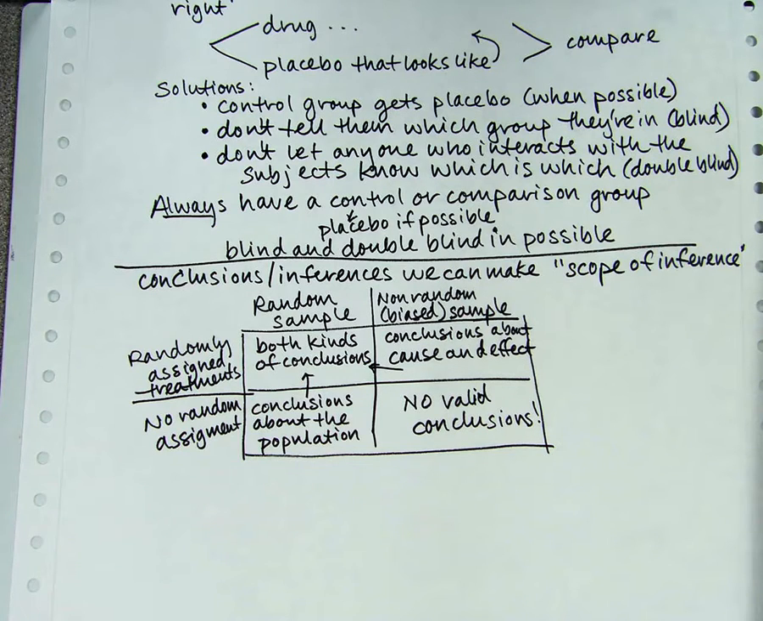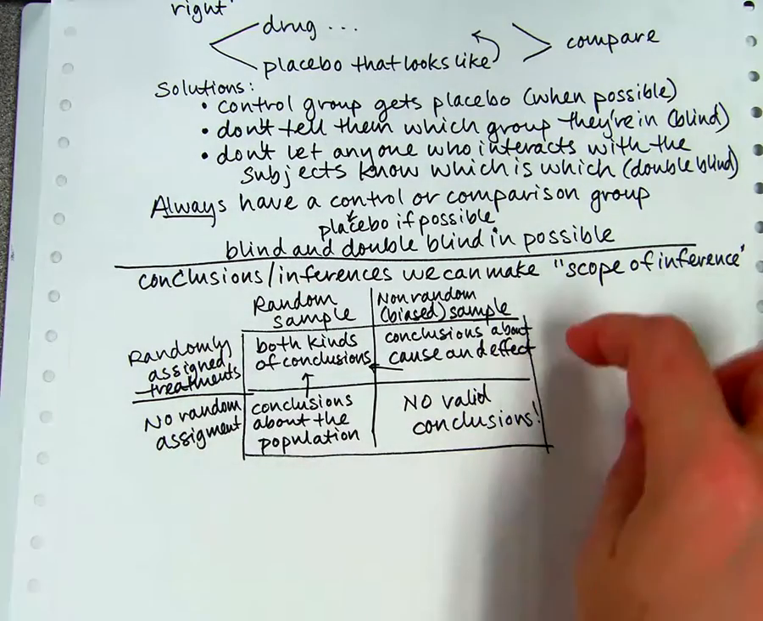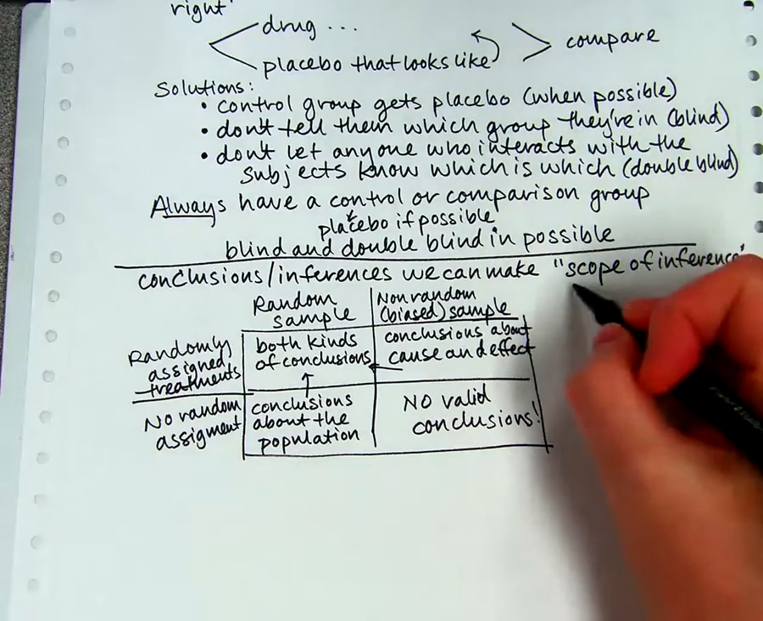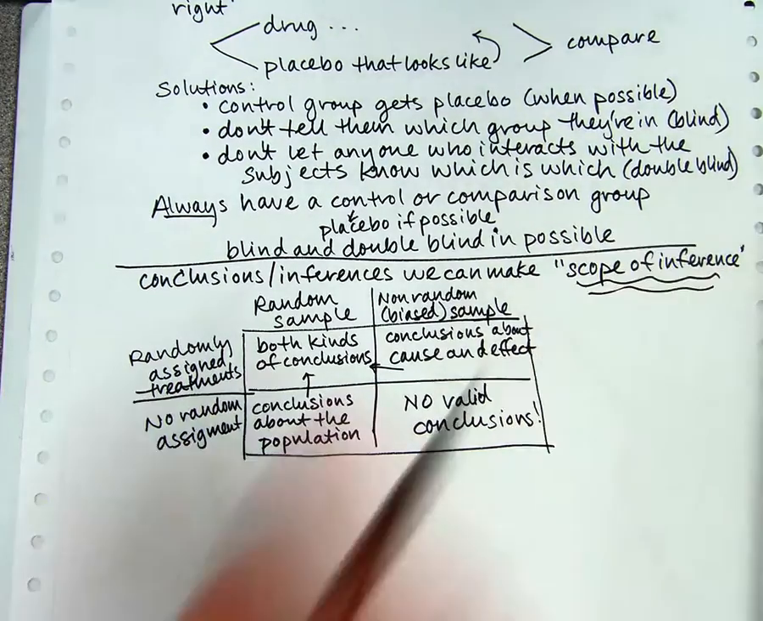So you could only generalize to the population if you have a random sample, and you can only make a cause and effect conclusion if you have randomly assigned treatments. And that's really important. The scope of inference is an important idea.